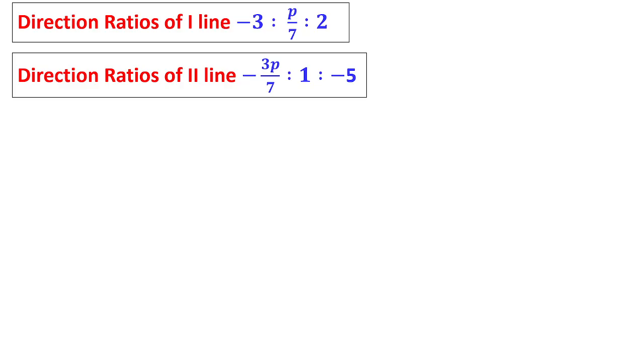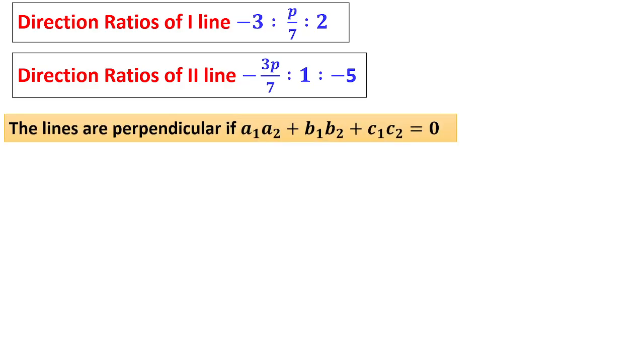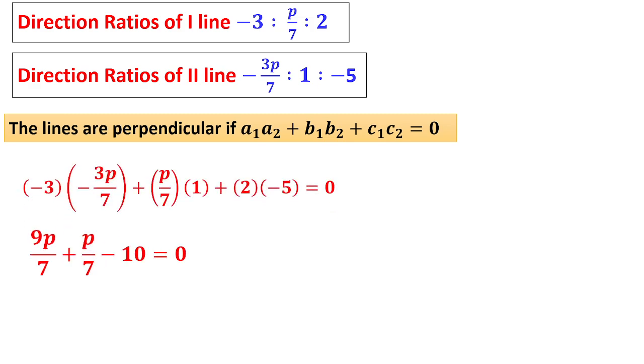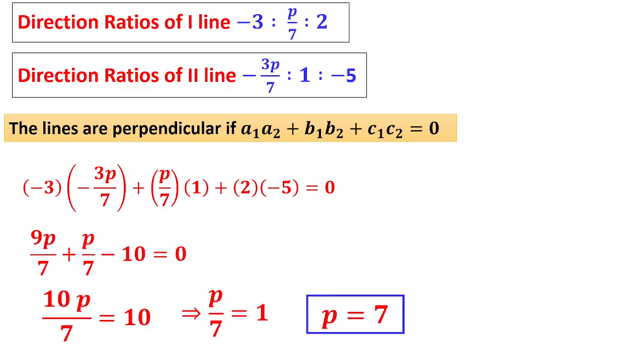Now all of you know, when I get the direction ratios, I know the condition for perpendicularity. A1 A2 plus B1 B2 plus C1 C2 is equal to 0. Multiply the corresponding direction ratios, add them, equate it to 0. I am adding them, equating it to 0. I am getting the value of P as 7. When you do it directly, you will never get 7.